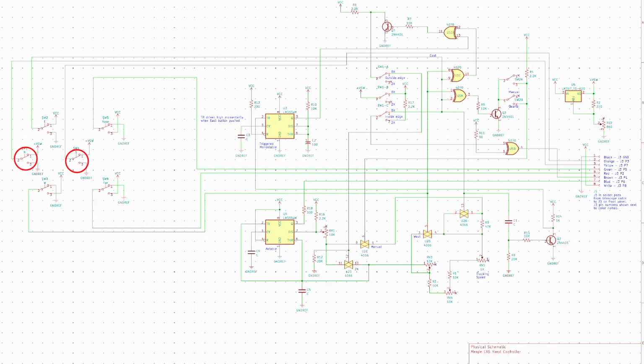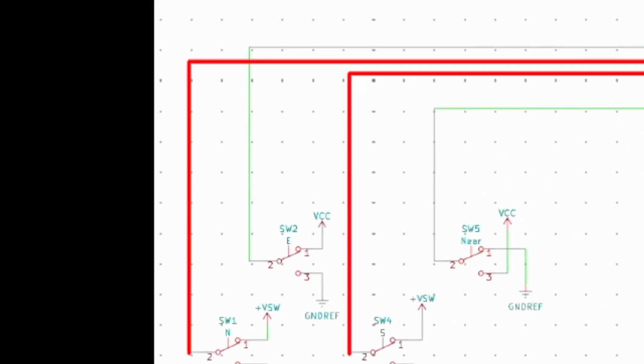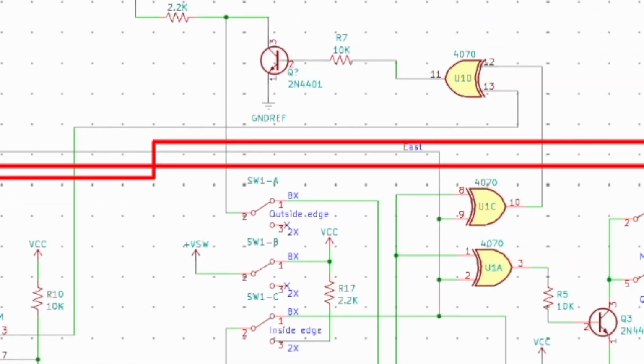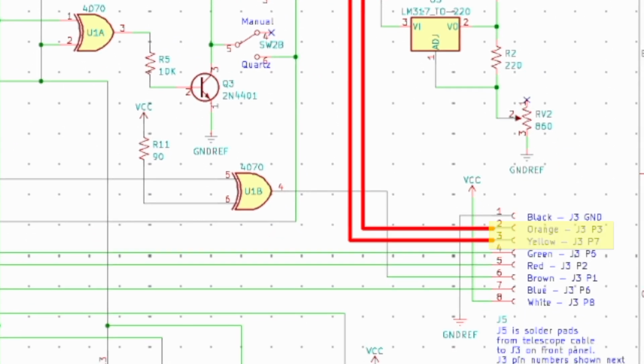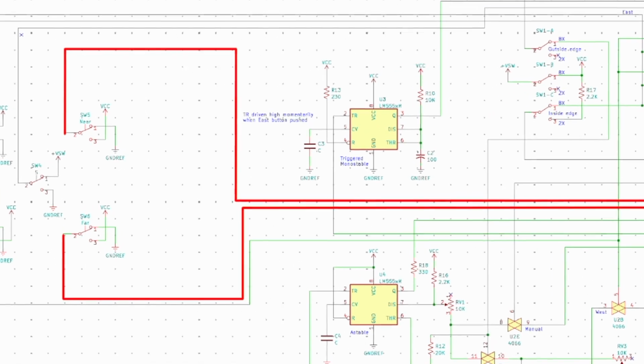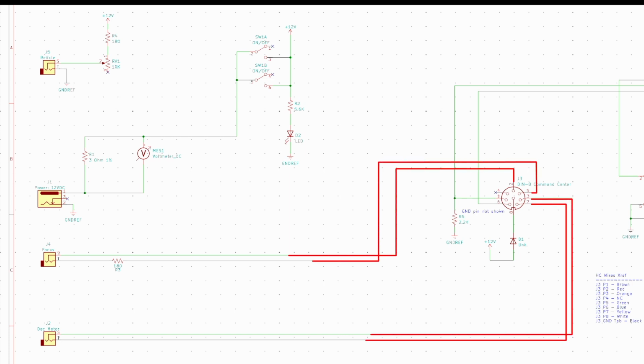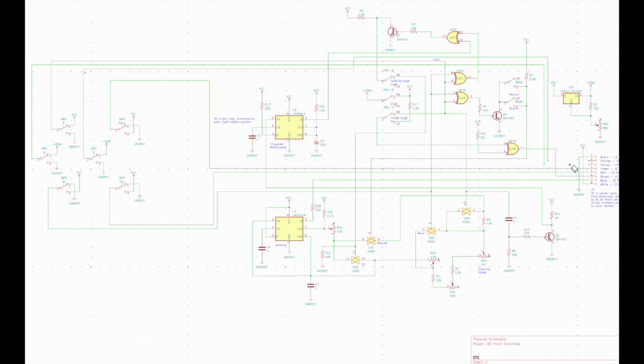Looking at the north and south keys, we can see that they don't interact with anything else on this sheet. Their signals just exit through the hand controller cable on the yellow and orange wires. The near and far keys show the same situation. They don't connect to anything else here and just exit through the green and red wires. Over on the front panel schematic, we can see that once these signals get to the front panel, they go straight to the declination motor and focus connectors there. There's not much to them.